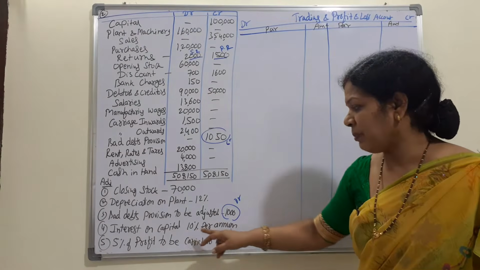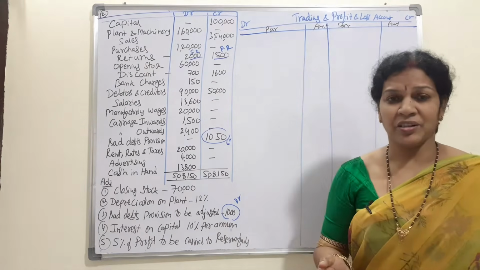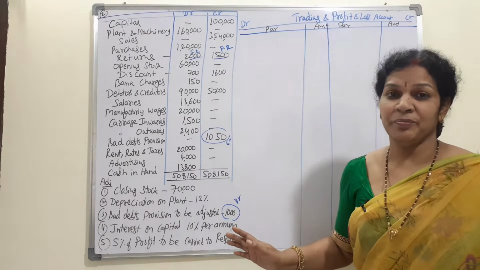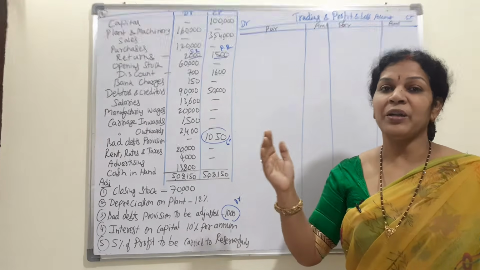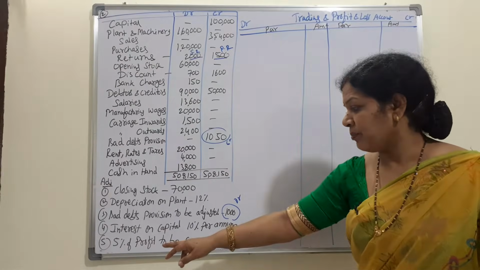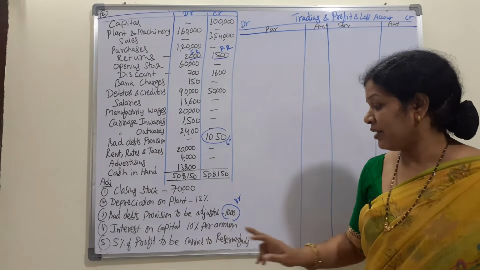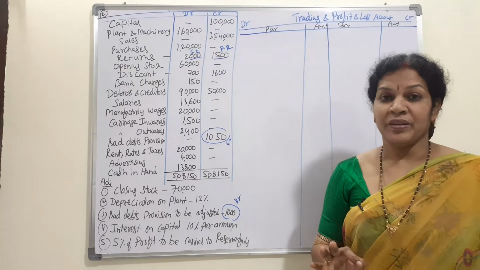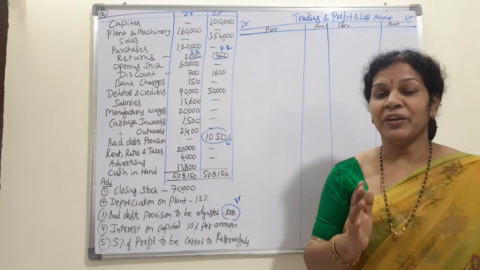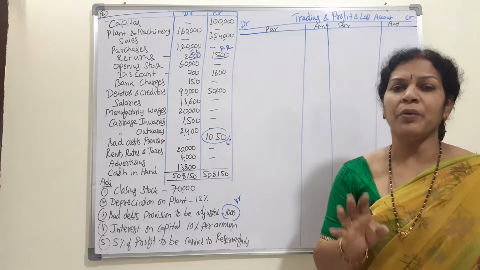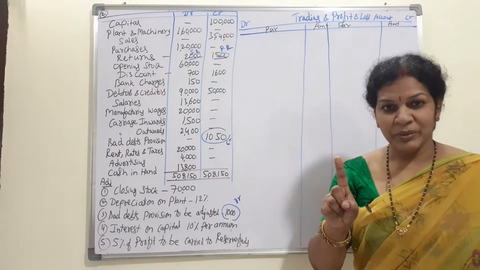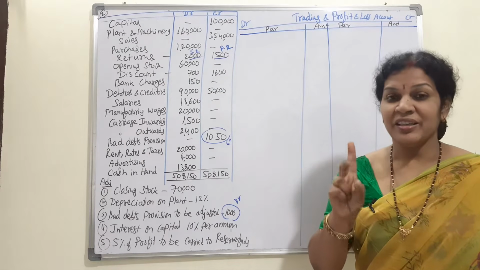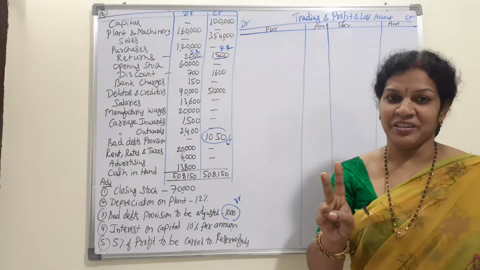Next, interest on capital 10%. You know that interest on capital is P&L account debit side, because it is an indirect expense, and in the balance sheet we have to add it to the capital. Next, 5% profit to be carried to reserve fund. Reserve fund we wanted to provide 5%. When you get net profit, out of that take 5%. One time it comes in the P&L account debit side, the second time in the balance sheet liability.